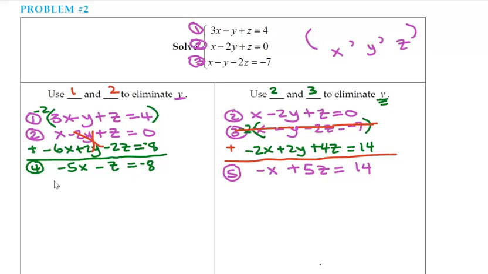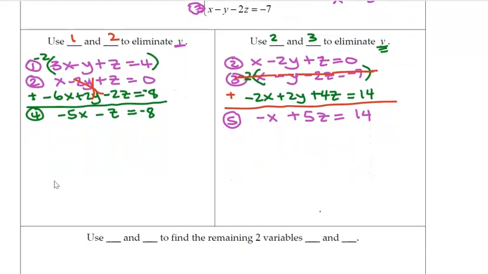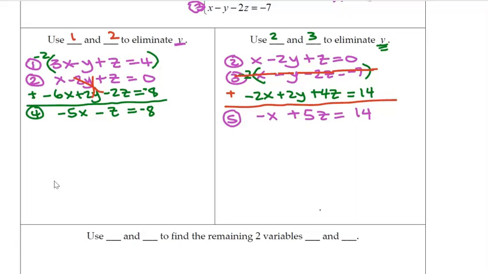All right, so we still haven't found one of the variables yet. We're getting there, but now what we need to do is put equation 4 and 5 together to be able to eliminate one of the other variables. Let's go ahead and put these together, and I'll just put this 5 underneath here. So I just have them underneath each other.